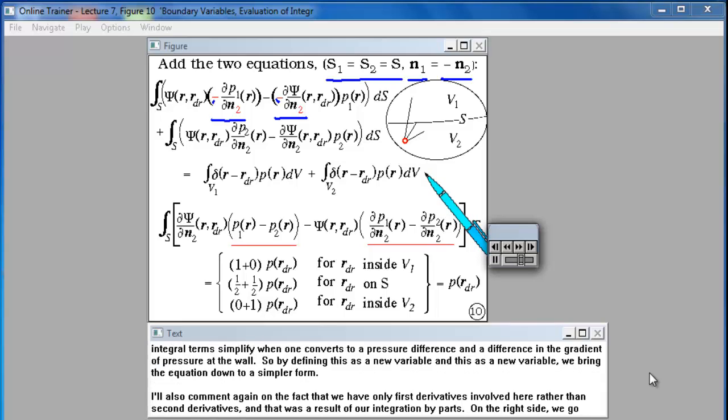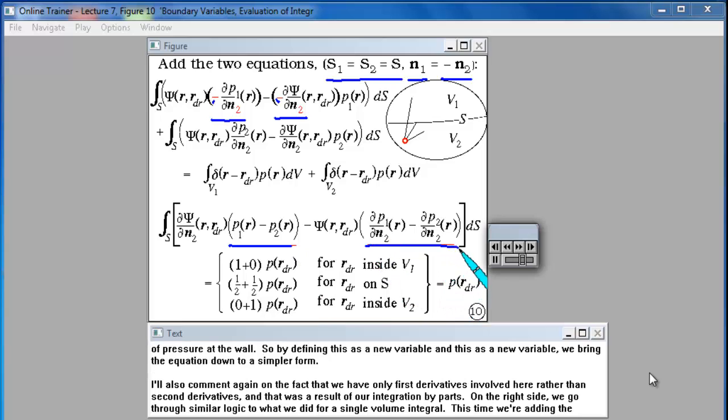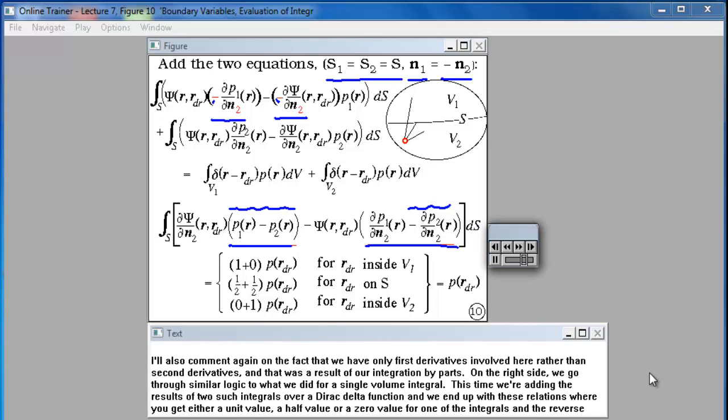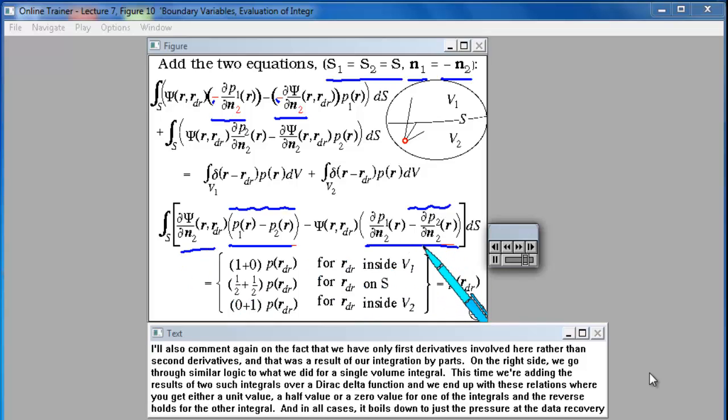The integral terms simplify when one converts to a pressure difference and a difference in the gradient of pressure at the wall. So by defining this as a new variable and this as a new variable, we bring the equation down to a simpler form. I'll also comment again on the fact that we have only first derivatives involved here rather than second derivatives, and that was a result of our integration by parts.